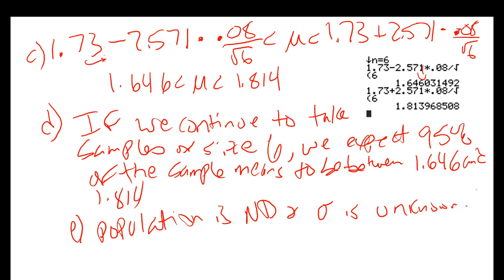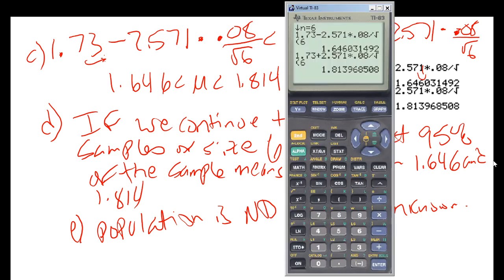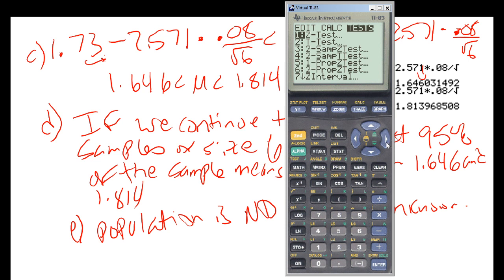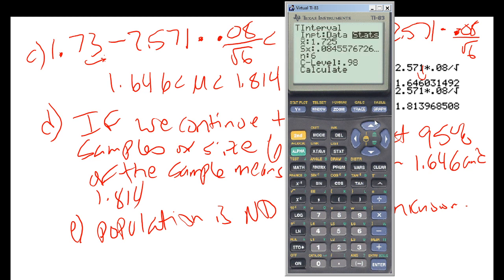All right. As it relates to this, I do want to show you one other thing. If you go to stat, test, and you go down to option number 8, that is T interval. Option number 8 is T interval. Z interval is if you knew sigma. T interval is if you're doing a T-score. I'll be on stats. I'll say that the X bar is 1.73.